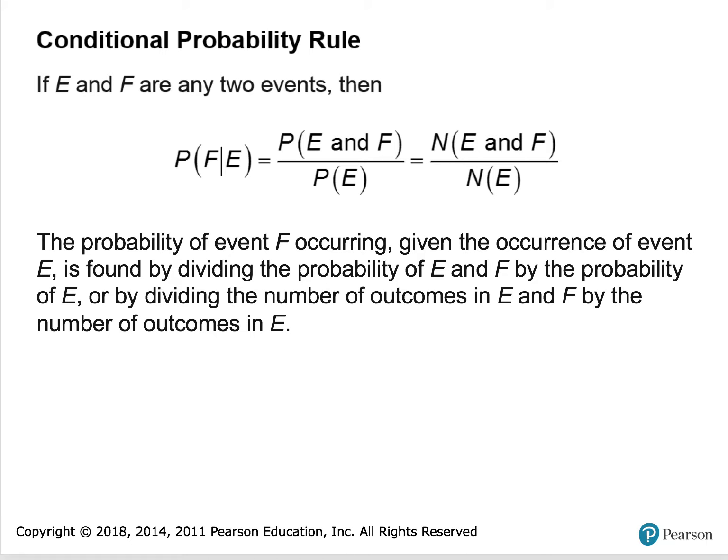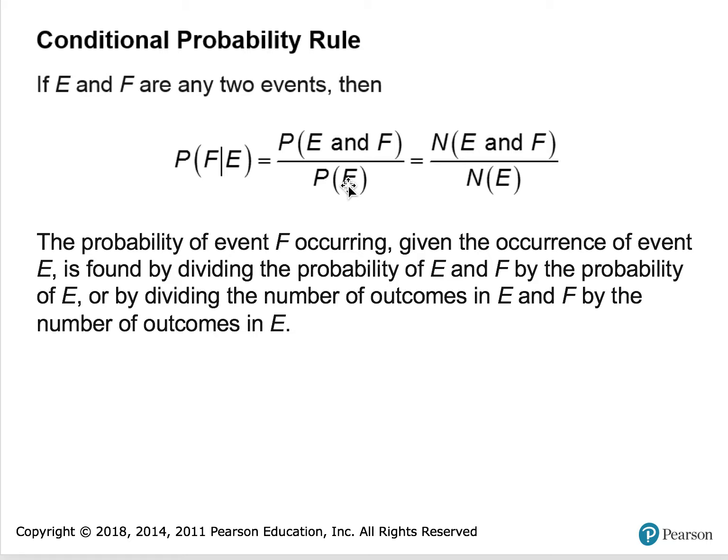Okay, here's our conditional probability rule. If E and F are any two events, then the probability of F given E is we find the probability that E and F occur at the same time divided by the probability that E occurs.